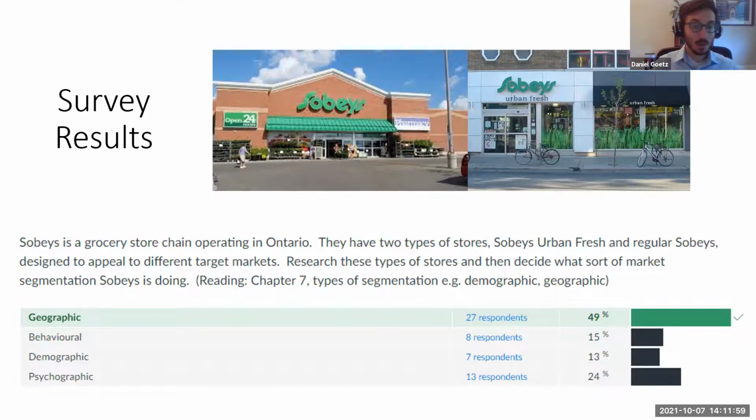Okay, Hani. All right, so someone who chose behavioral. Elin Liang. Okay, I'll just open it up then. So someone who chose behavioral.